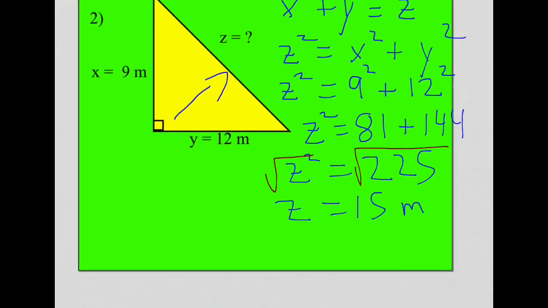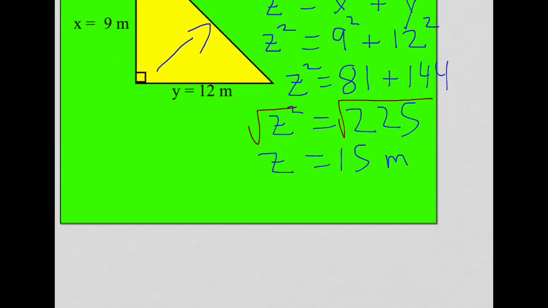And so just to remind you of something else, that means if we take the sides 9, 12, and 15, since they follow the Pythagorean theorem, we call this a Pythagorean triple.